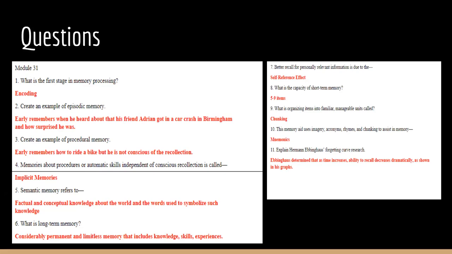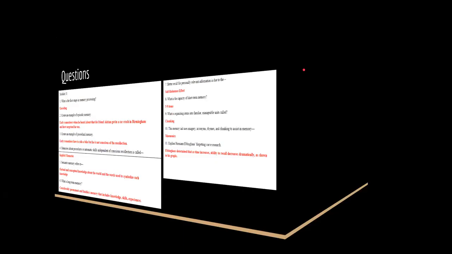Explain Hermann Ebbinghaus forgetting curve research. He determined that as time increases, ability to recall decreases dramatically, as shown in his graphs. Whoa, there we go, done.